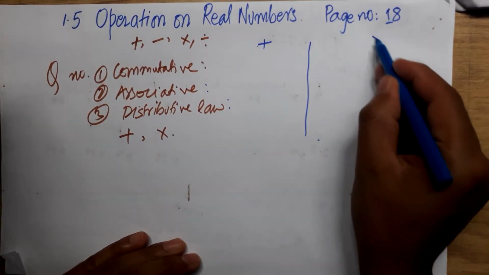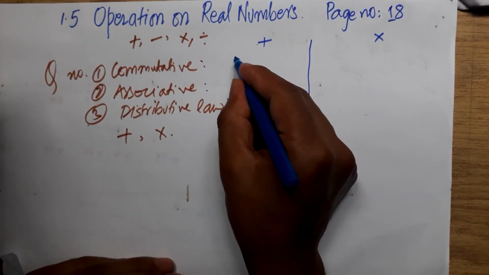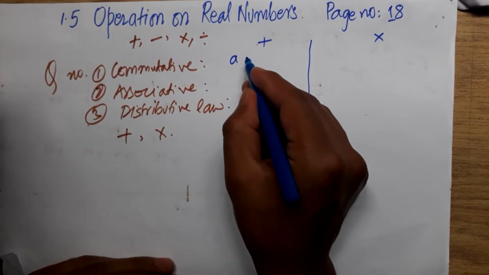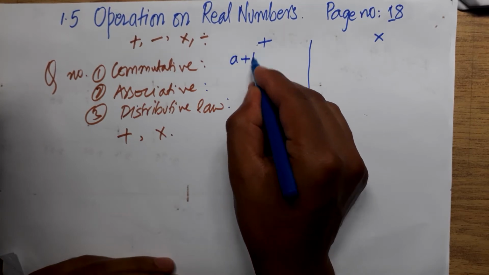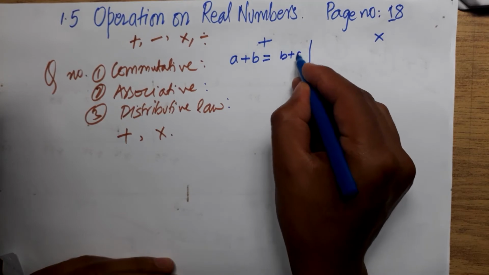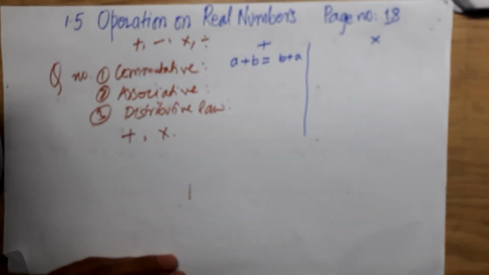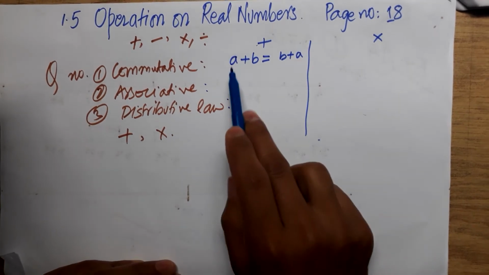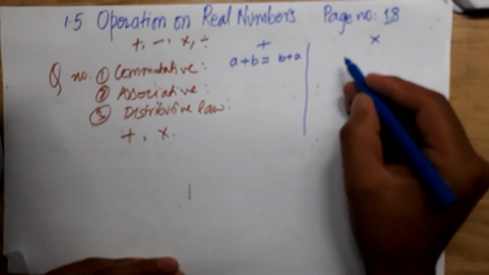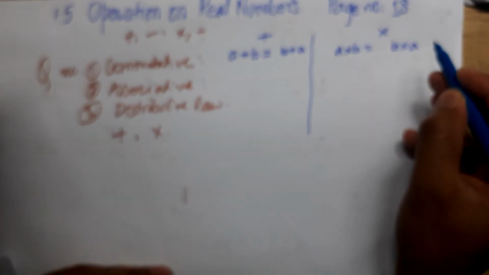Under addition and under multiplication, commutative means take any two rational numbers and add them. a plus b is exactly equal to b plus a. Please don't be confused with a and b here. a and b are any rational numbers. Example, it may be 1 by 2, 1 by 4, etc. And in case of multiplication, a multiplied by b is the same as b multiplied by a.